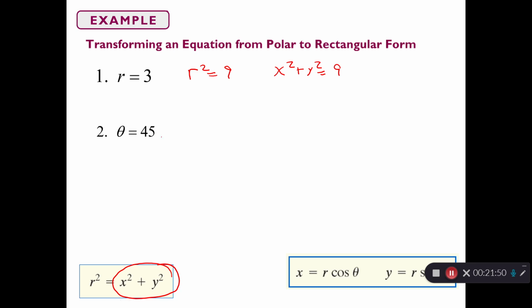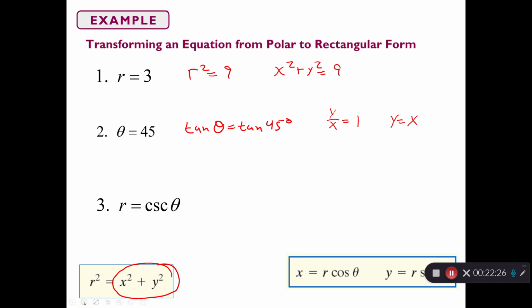I want to take the tangent of both sides. So I have tangent of theta equals tangent of 45 degrees. Now I know the tangent of 45 degrees is 1. I also know that tangent of theta equals y over x. So I'm going to do a straight substitution here. I got y over x equals 1. I can multiply both sides times x, and I get y equals x. And I have converted.